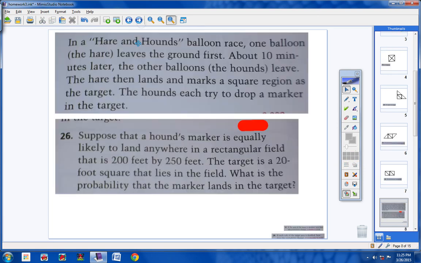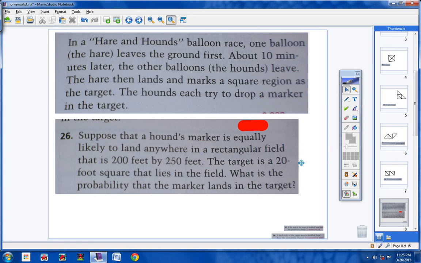Alright, moving on to numbers 26, 27, and 28. Now that I'm turning back in my book to the homework, the directions say, okay, we're going to read in A, hare and hound's balloon race. One balloon leaves the ground first. The other balloons leave 10 minutes later. The hare lands and makes a square region as the target. The hounds each try to drop a marker in the target. Okay, so that's what we're trying to do here.